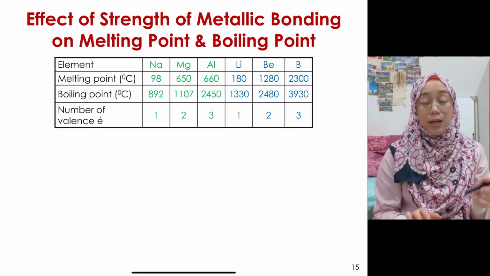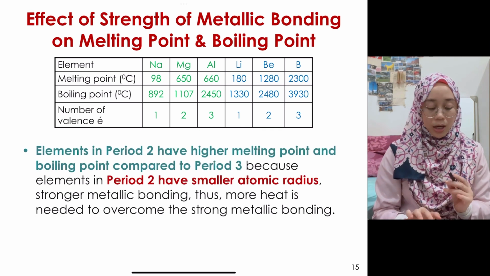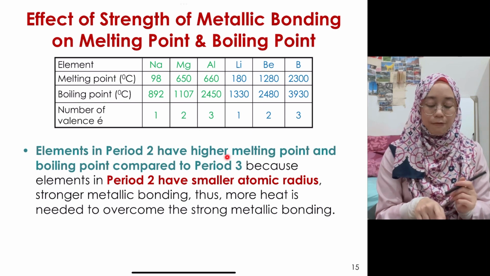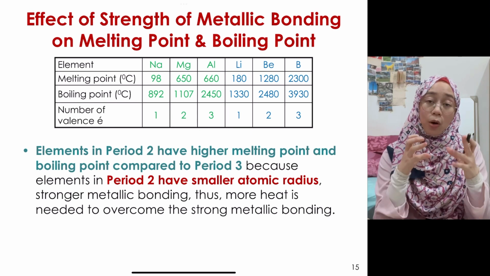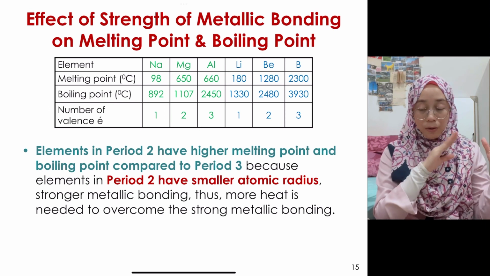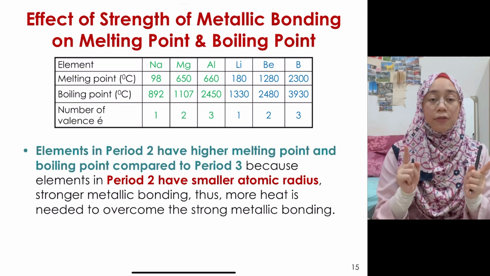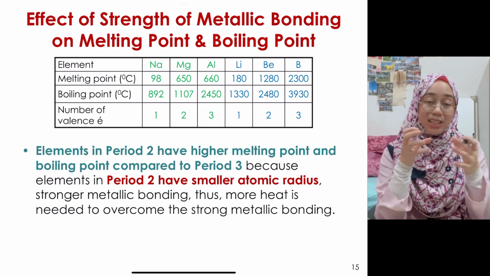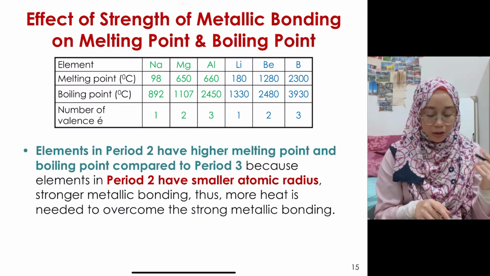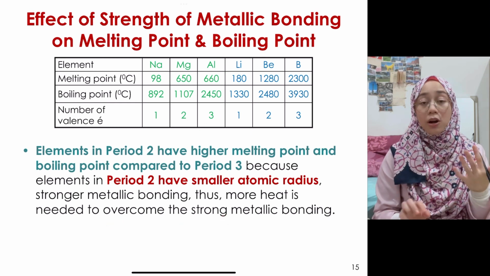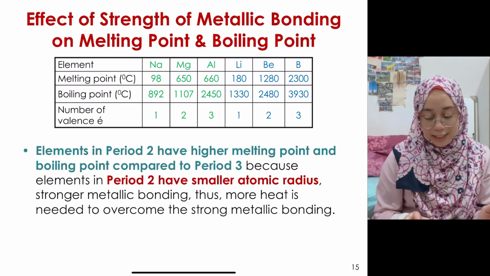This one kita kaitkan dengan the second factor pula in terms of the size of atomic radius untuk atom tersebut. Okay, so elements in period 2 they have higher melting point and boiling point compared to period 3. So this is because element in period 2 have a smaller atomic radius. Sebab kalau tadi kita tengok balik awal-awal tadi, kita boleh tengok yang relationship antara metallic bond dengan size of atom adalah inversely proportional. So lagi kecil size metal tersebut, lagi kuat dia punya metallic bond. Okay, so more heat is needed to overcome the strong metallic bond in period 2 compared to period 3. Okay, sebab size dia lagi kecil.